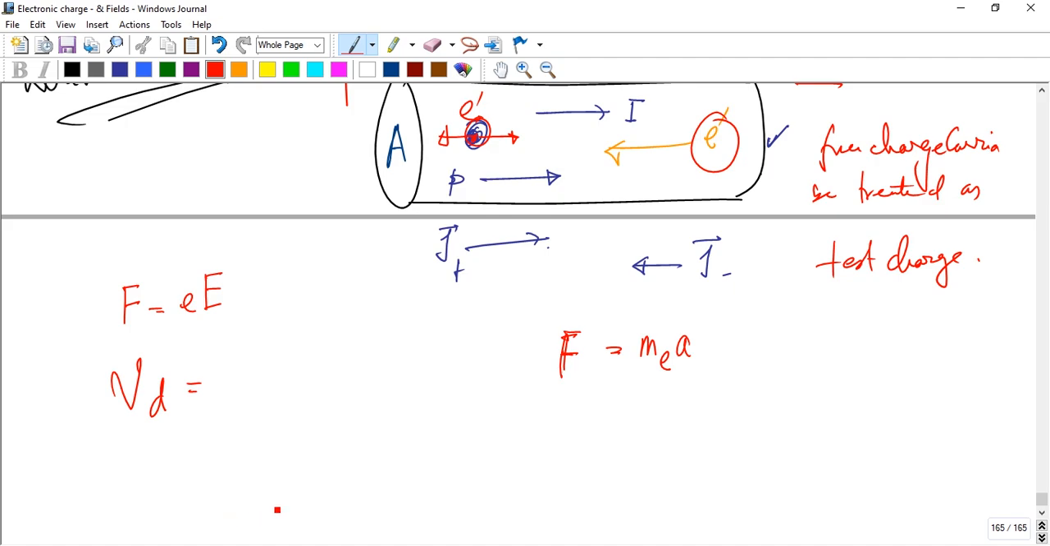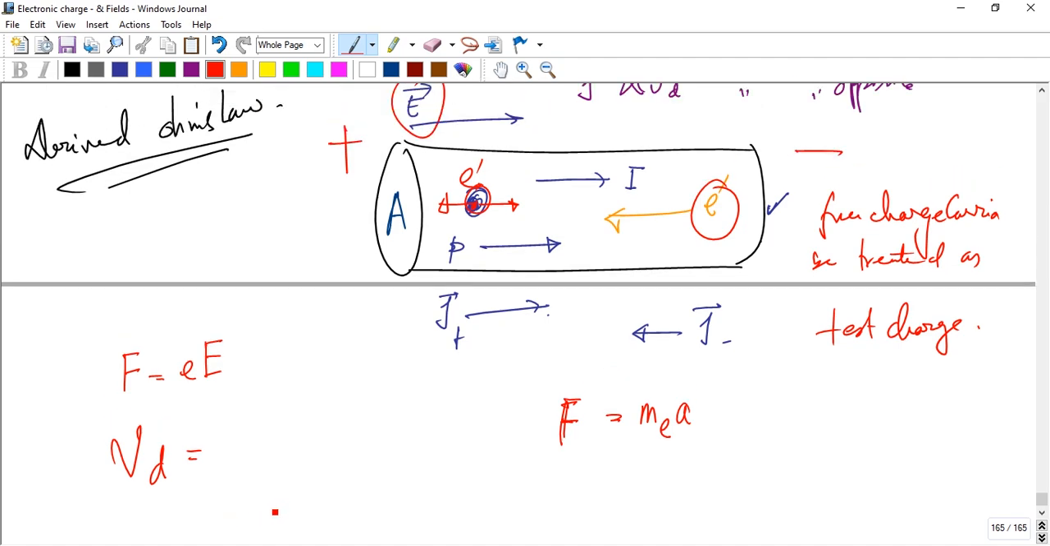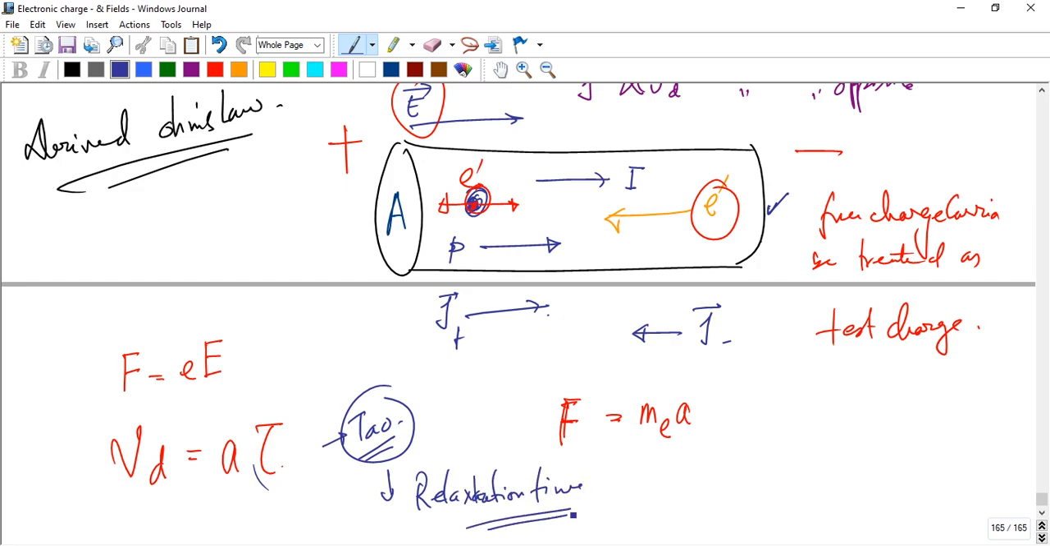Vd is the length of conductor divided by time, and another expression we know is acceleration times tau. What is tau? This tau is called the relaxation time. And what is relaxation time?